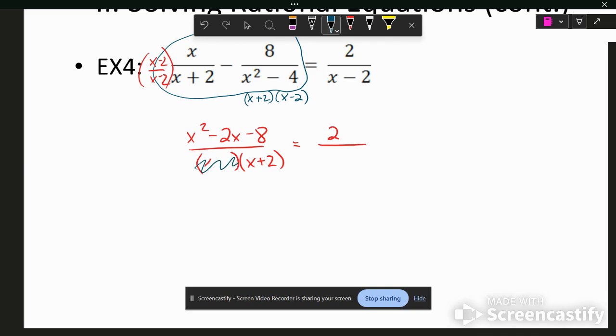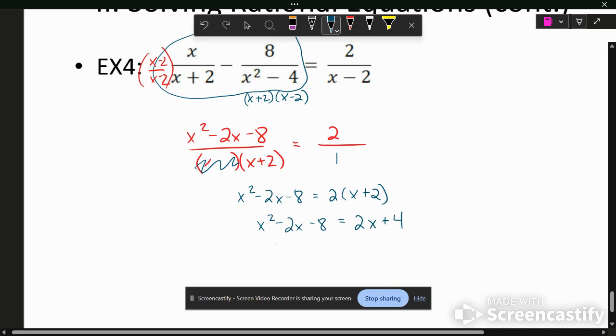That's erasing it for me, which is kind of odd. So this will just have a 1 under it. So here we'll have x squared minus 2x minus 8 equals 2 times x plus 2. Some of you might actually be able to see that x squared minus 2x minus 8 you can factor. If you can see that and you want to factor it, you could definitely do that. That'll help as well. But if not, this is usually the method that I see a lot of students do. So now we've got x squared minus 2x minus 8 equals 2x plus 4.